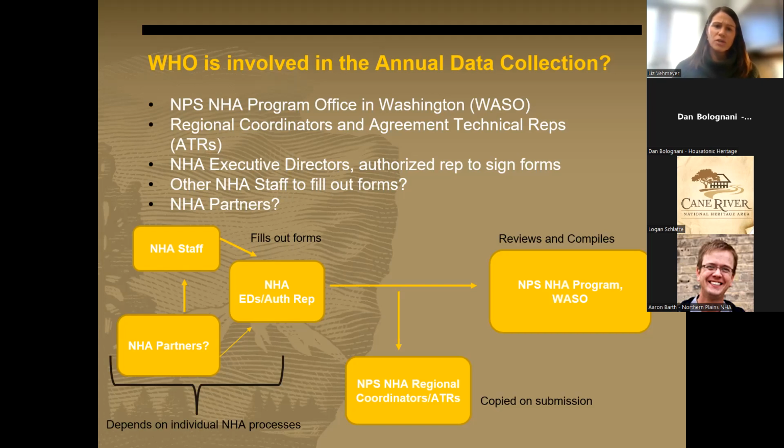But here's a general flow chart. On the left are folks at the NHA local level that may be involved, and those arrows have to be determined in terms of your organization and how you do that. But that first node there is the executive director or the authorizing rep who would sign off on the forms. They are the ones that then submit to our Washington, D.C. office. We ask that you copy your regional NHA coordinator or your agreements technical representative if that person is different. And then at the Washington level, I review and compile all the data, and I'll share in a couple slides as to what happens to that data.